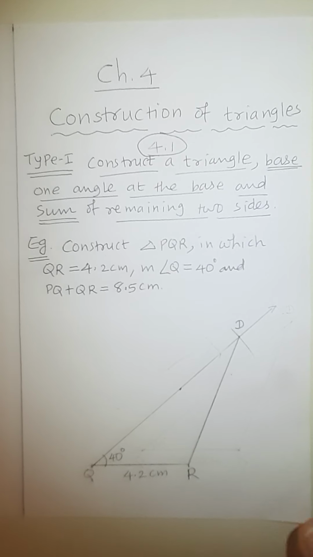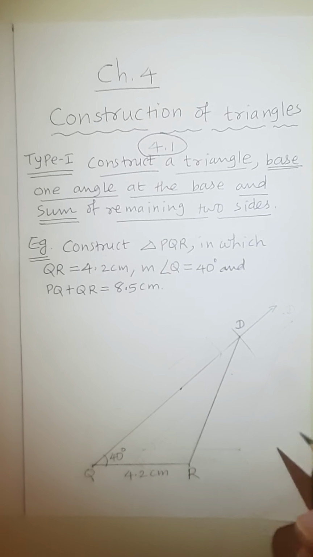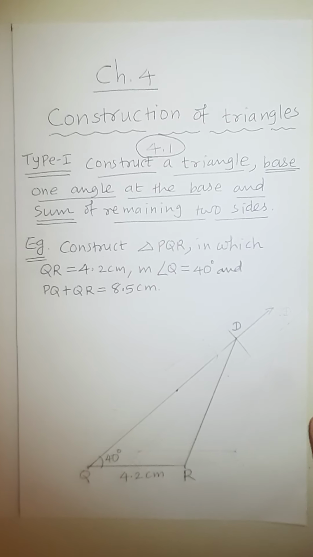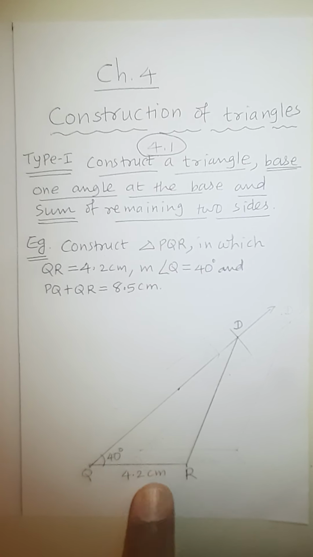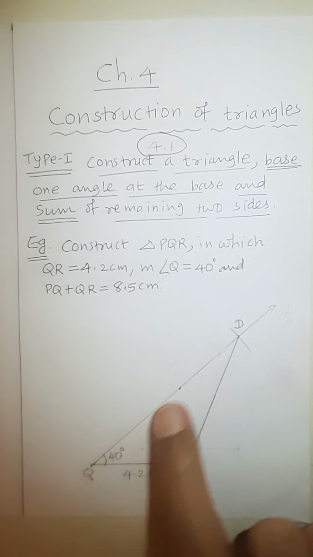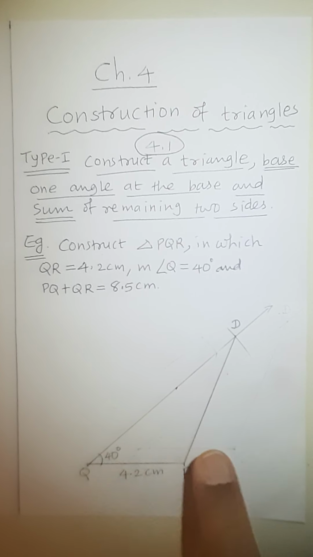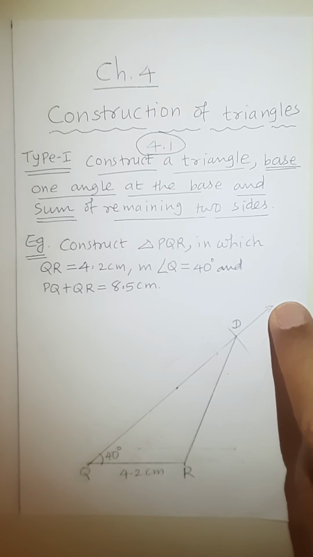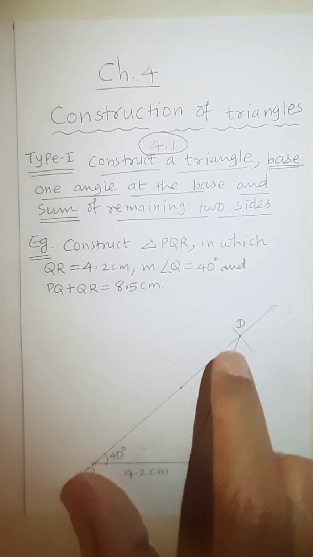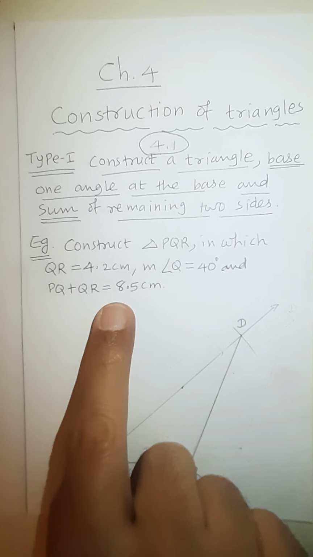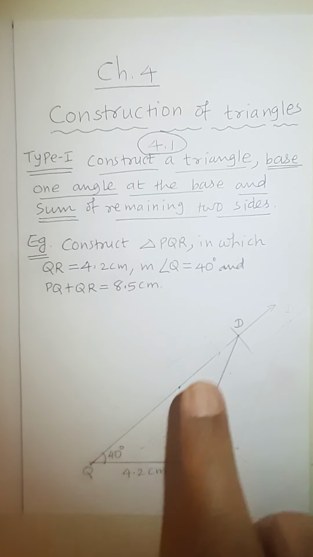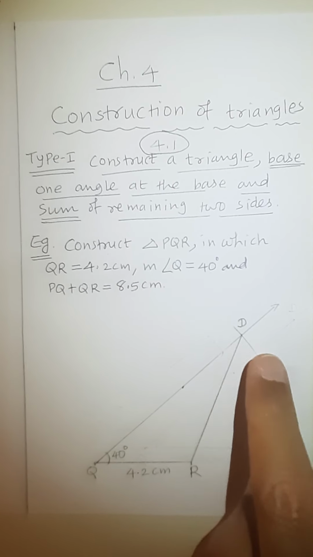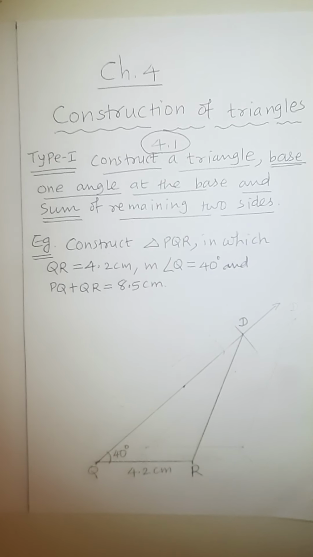Okay students, so I have drawn the triangle again. Actually there was lack of space here. Again, first I drew base QR 4.2 centimeter. Then at Q I kept the protractor and drew the angle of 40 degree. And then I extended this ray. Then on this ray, I took a measure of 8.5 centimeter with the help of compass, and intersected an arc here. This point of intersection is point D.